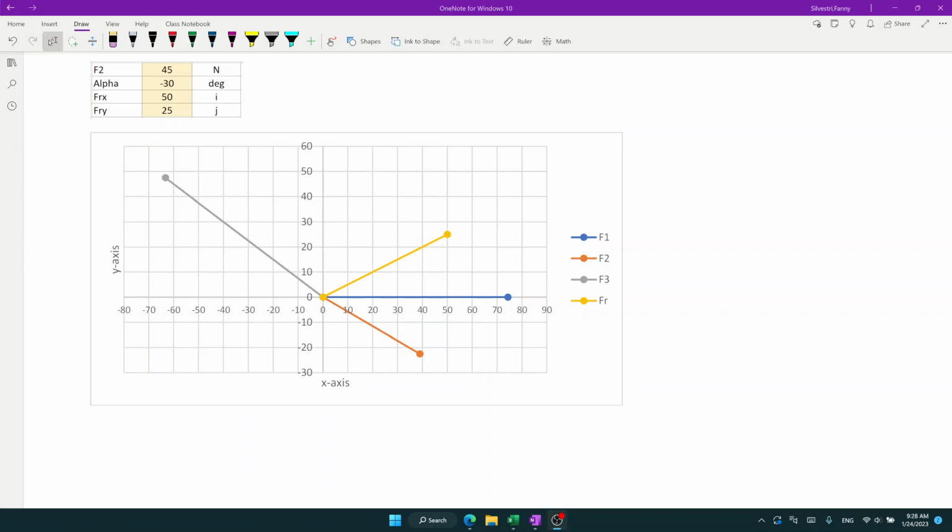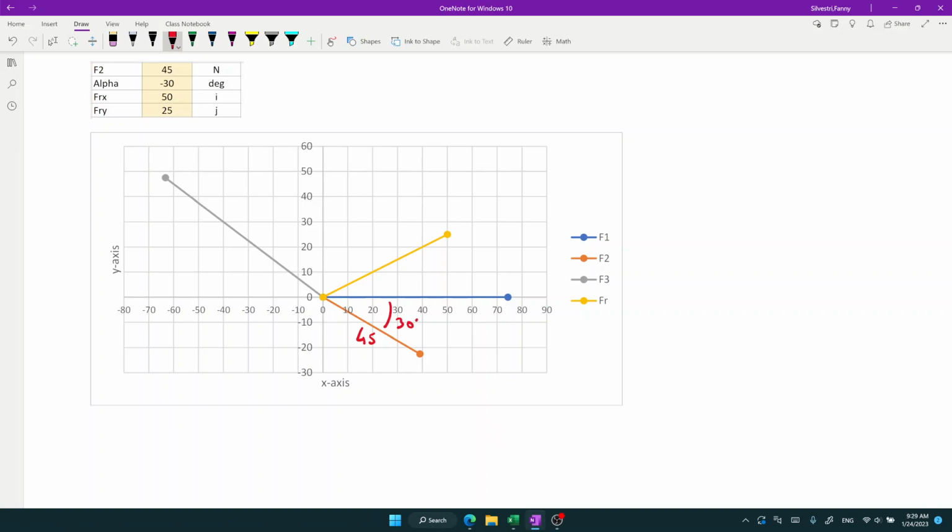Good morning, everyone. I will explain how to use your drawing to check your numerical answers. In my example, I use F2, the orange one, equal to 45. So the magnitude is 45, and my angle is 30 degrees.